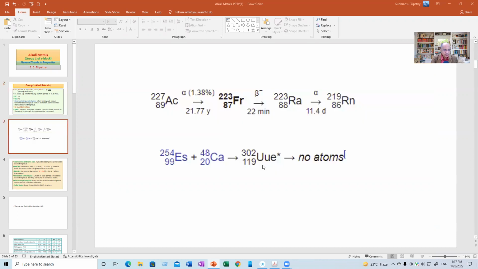It belongs to the actinium series, and by beta emission it is converted to radium. Radium again is an alpha emitter. It goes on in a series. Forget about that. So francium is a beta emitter having a half-life period of only 22 minutes.